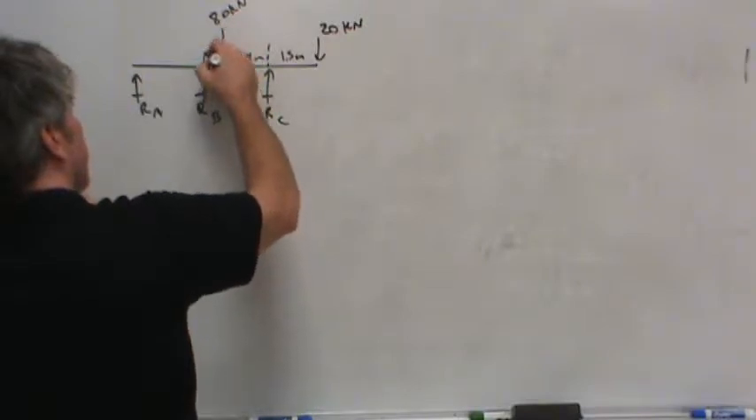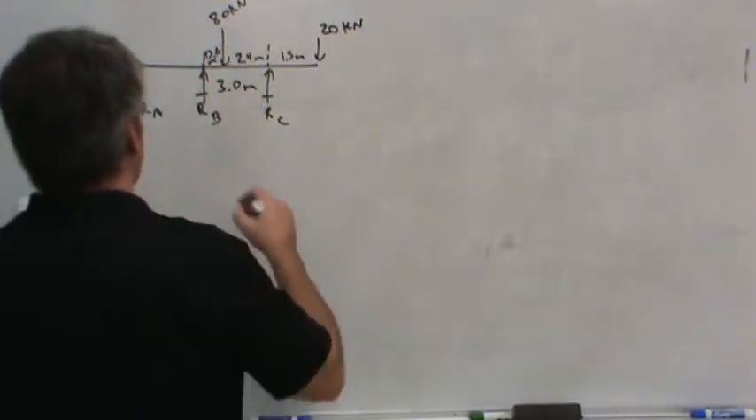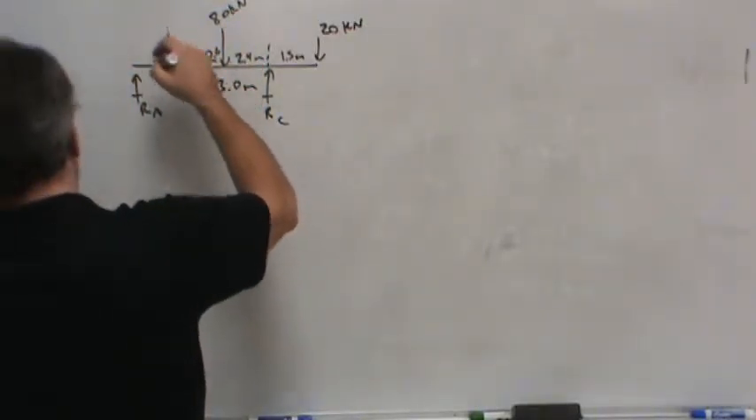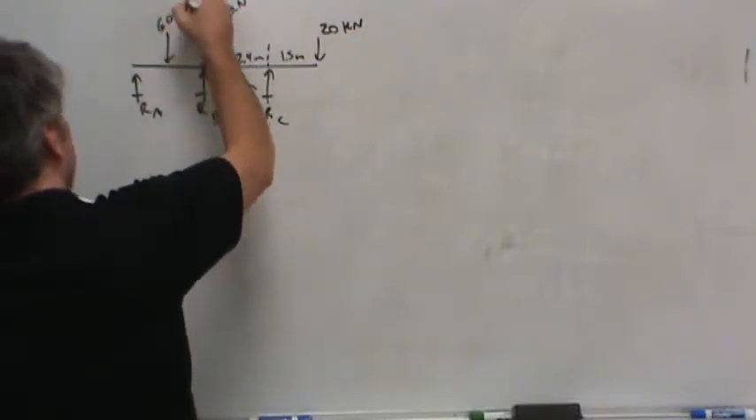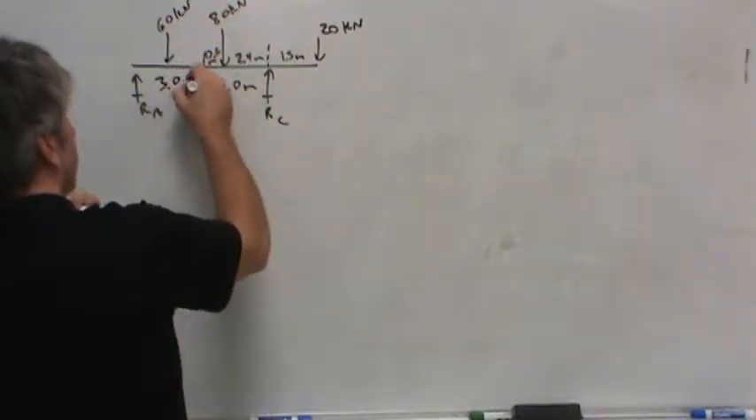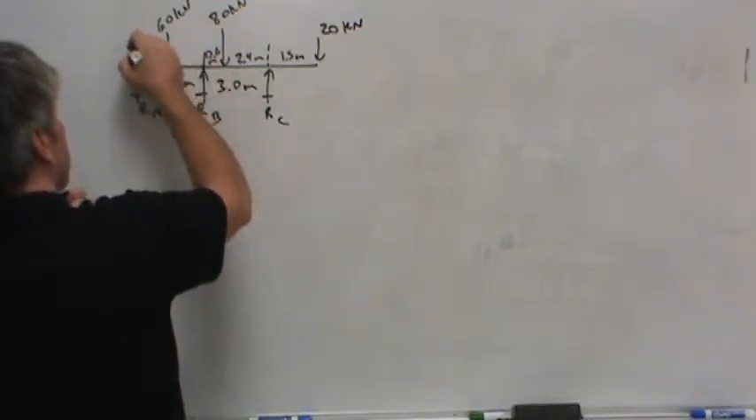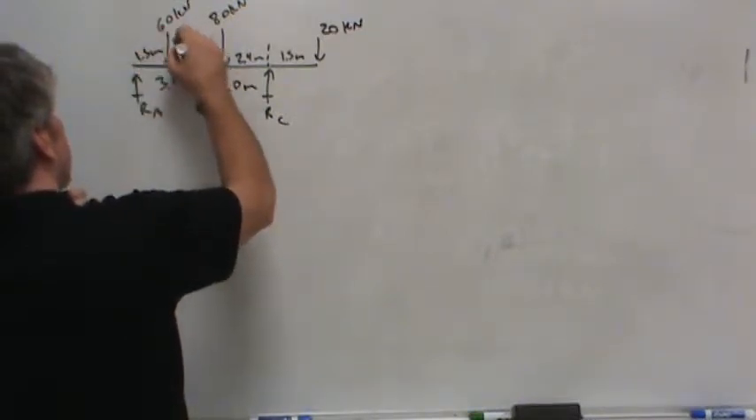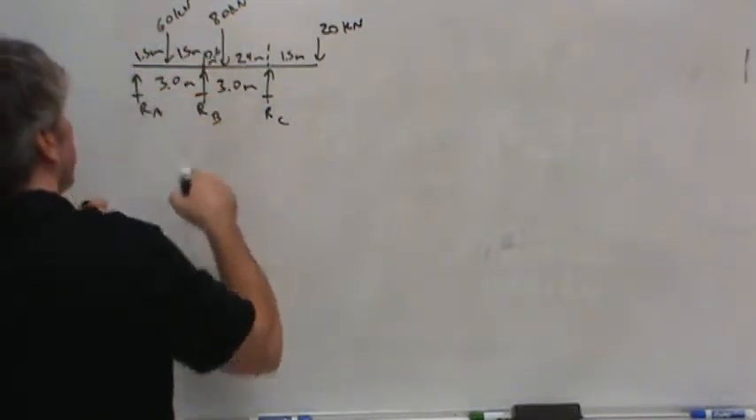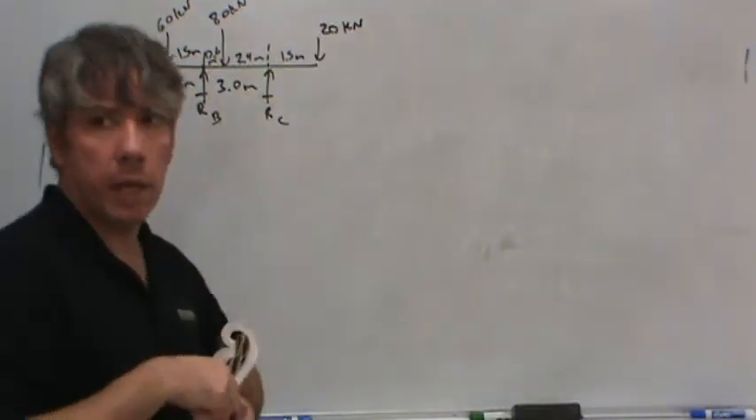The length between B and C is 3 meters, so this little piece over here is 0.6 meters. I don't have space for all of it. And then the other externally applied load is 60 kilonewtons just at the center of the other 3.0 meter segment. So each side is 1.5 meters between the externally applied load at A and B.